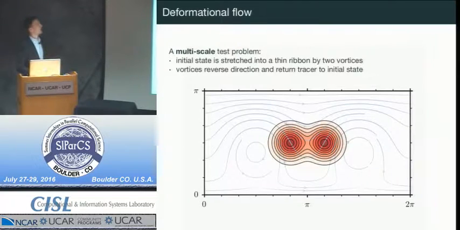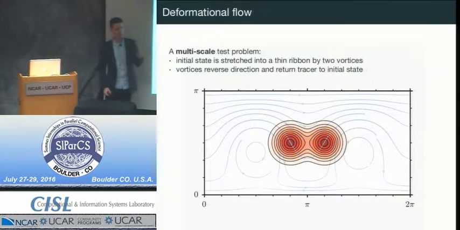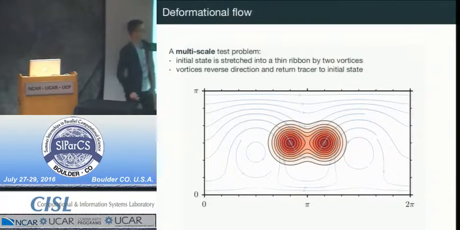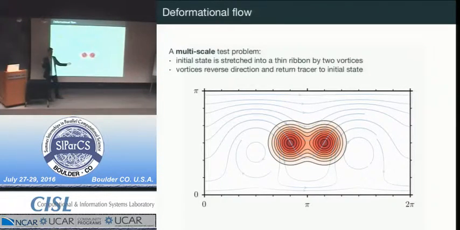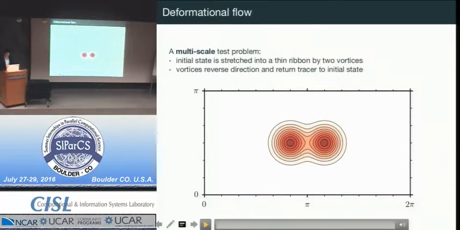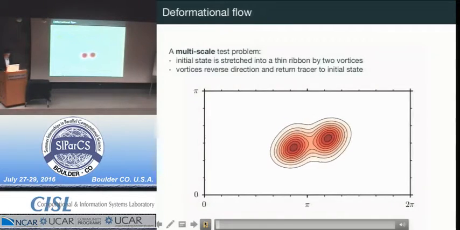The first of which here is a deformational flow. This is a little difficult because it's a multi-scale problem. You start with a big-scale Gaussian profile, and you're going to put it in these vortices that are going to stretch it into something long and thin. And then you're going to reverse the direction of the vortices and try to recreate the initial state. I'm just going to play a movie because this is much easier to see than explain.